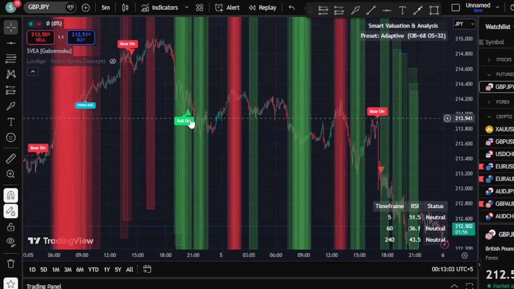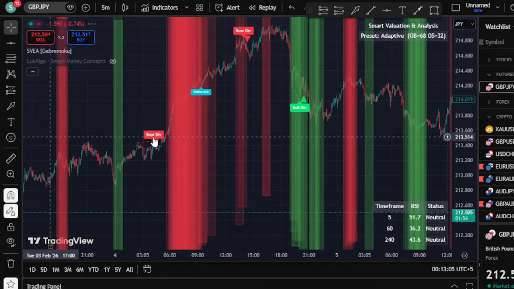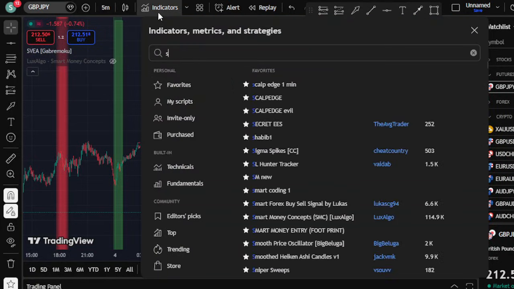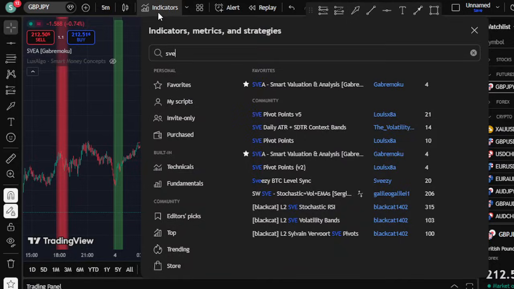For example, there is a bear divergence and there was also a bear divergence, but this signal failed. So we will talk about why this signal failed. Don't worry at all. First of all, let me tell you which indicator this is. For this, you need to write SVEA.